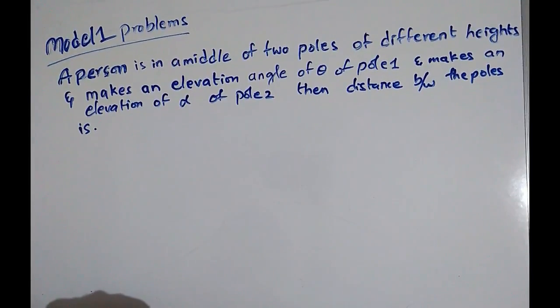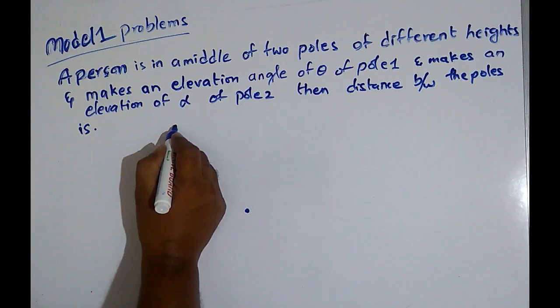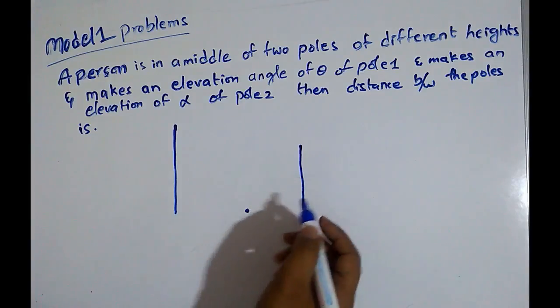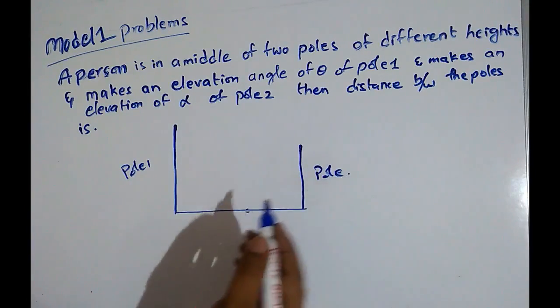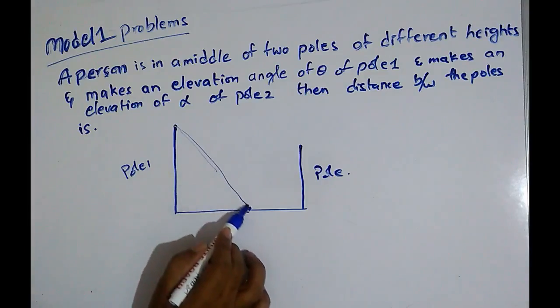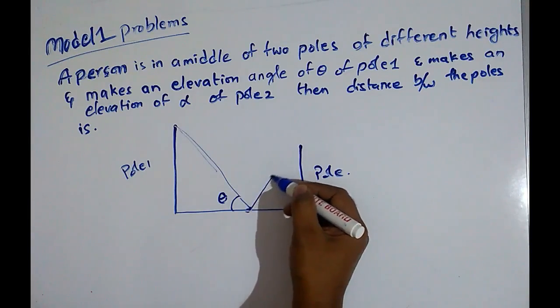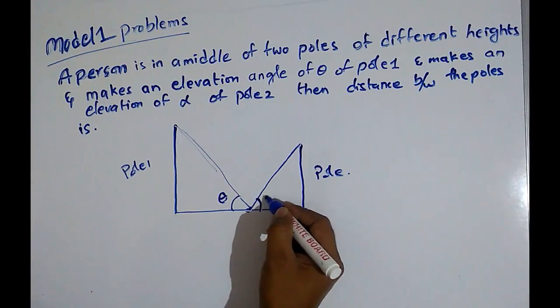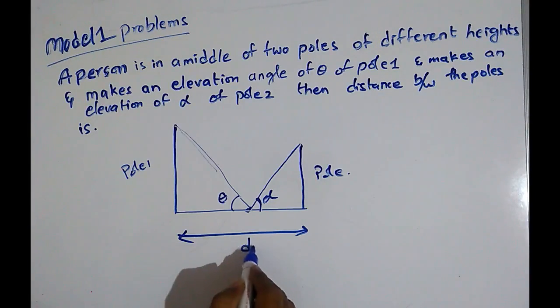So we are looking into the model 1 problems. A person at A is in the middle of two poles of different heights and makes an elevation angle of theta with pole 1. See friends, there is a person here. He is in between, in the middle of the two poles, friends. Pole 1, pole 2 of different heights. So this is pole 1 and pole 2, and from here he makes an elevation angle of theta with pole 1, friends. Here you can see the elevation angle theta, and makes an elevation angle of alpha with pole 2. He is making alpha. Then we have to find the distance between the poles, friends.